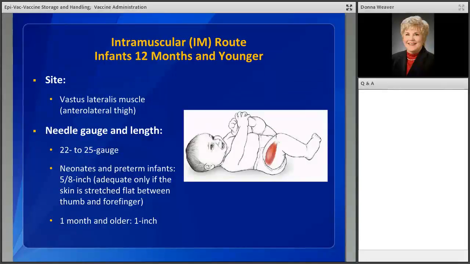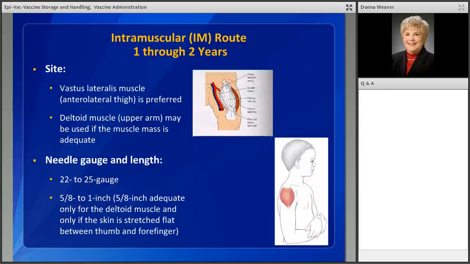For the majority of infants, the anterolateral aspect of the thigh, or vastus lateralis muscle, is the recommended site because it's a large muscle. For the majority of infants, a 1-inch 22 to 25 gauge needle is sufficient to penetrate the muscle. For a neonate, which is defined as the first 28 days of life, and for preterm infants, a 5/8 inch needle usually is long enough if the skin is stretched flat between the thumb and forefinger and the needle is inserted at a 90-degree angle.